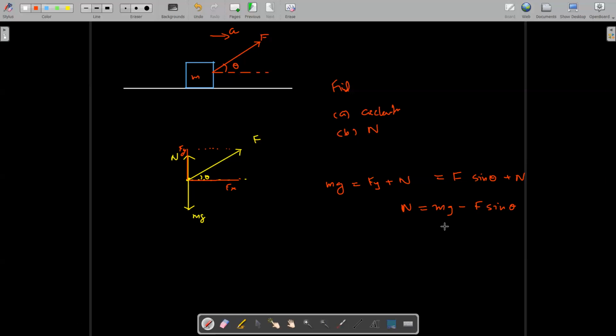Let's look at the component in the x direction. So in the x direction we have F cos theta, right? Fx is F cos theta. So F cos theta is actually responsible for the whole motion of the body in the horizontal direction, which is equal to mass into acceleration, or in other terms, we can write acceleration as F cos theta by m. Okay.